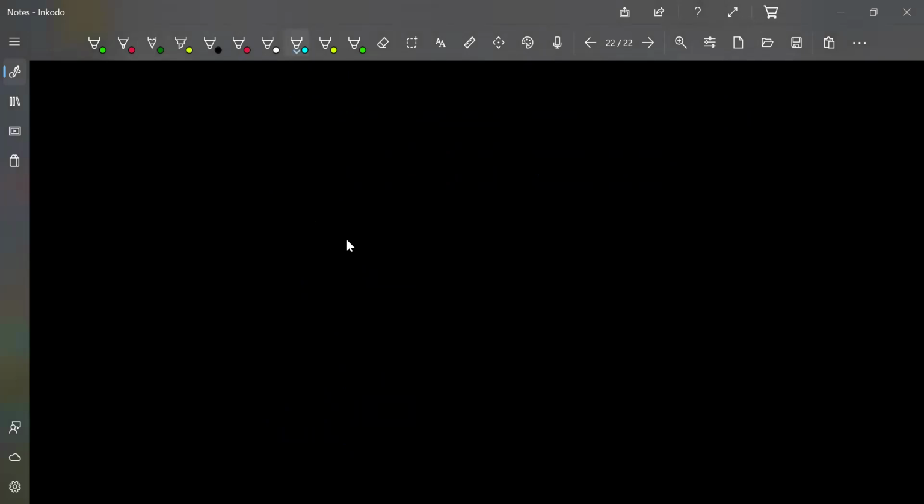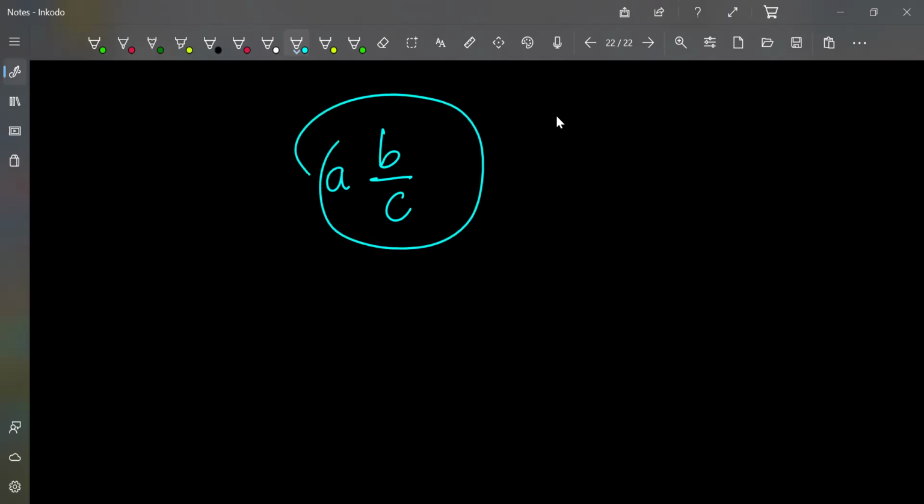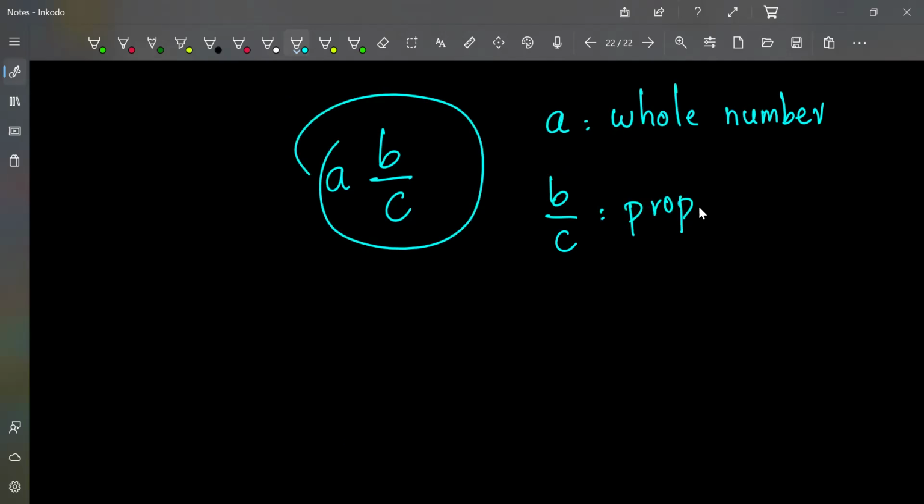the standard mixed number form is if I have A and B over C, this is the standard form of a mixed number. And a mixed number has two parts. Part one is A, which we call the whole number. And the second part is the fraction part. The fraction part of a mixed number is always a proper fraction.